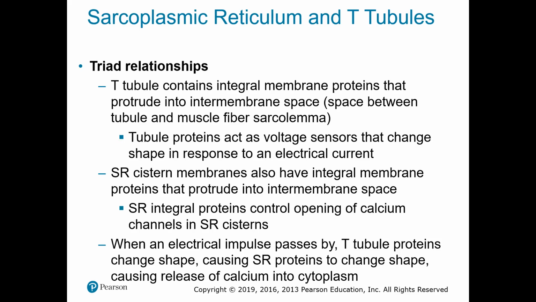Calcium comes out of the sarcoplasmic reticulum and floods the cytoplasm, the sarcoplasm of the cell, because calcium is essential for contraction.